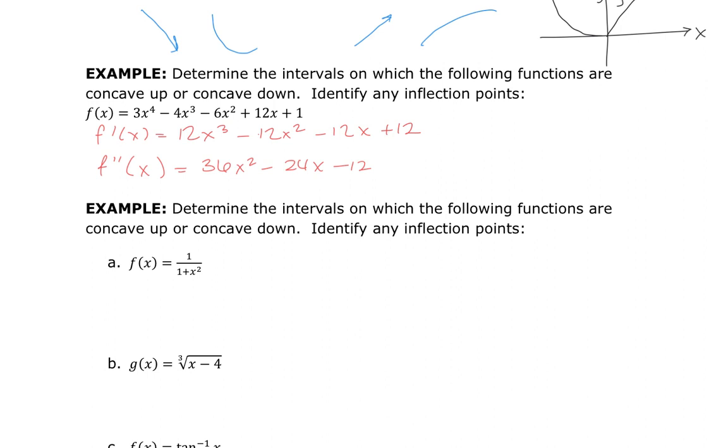These will give me my points of inflection if they are actual true points of inflection. So I'm going to factor out a 12. So I have 12 times 3x squared minus 2x minus 1 equals 0. Divide both sides by 12 and factor, and I have (3x plus 1)(x minus 1) equals 0. And so I have x equal to negative 1/3 and x equal to 1. Now, these are possible points of inflection.